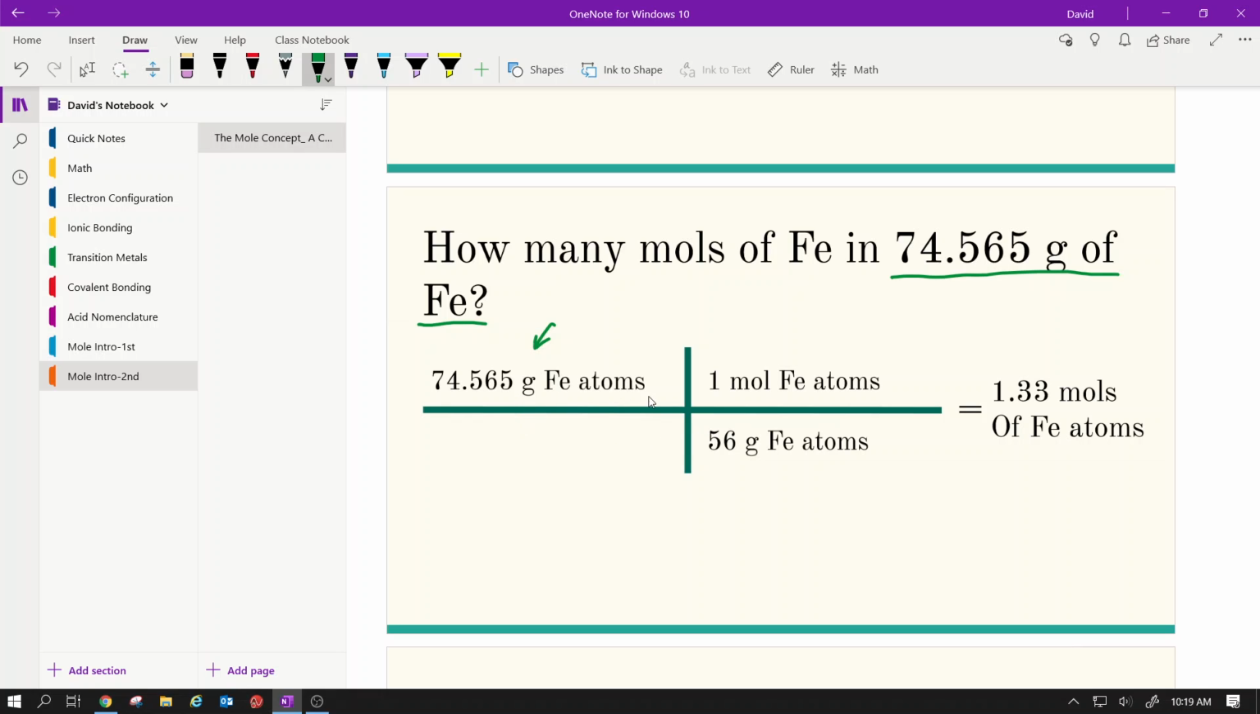We're going to set it up so that our units cancel. I want to get rid of grams of iron atoms. So I'm going to put down here grams of iron atoms. And then I'm going to fill in my equivalent, 1 mole to every 56 grams. Where did I get that? I looked on the periodic chart and saw that iron has an atomic mass of 56. So 1 mole of iron atoms, 56 grams.